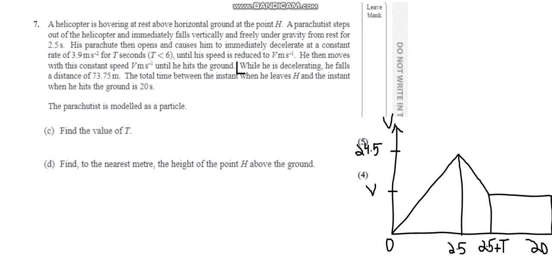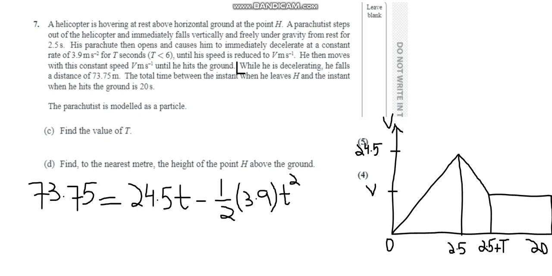Or you can use this formula too, which is a very easy and handy equation, the suvat equation, s equal to vt minus half a t squared, because we don't have our u. If it was ut that would be plus, but it's vt minus half a t squared. We have our t's in there, we have our a, which was 3.9 meters per second squared, and we have our s. So why don't we plug our values in? There you go, 73.75 is equal to 24.5 t minus half into 3.9 t squared.